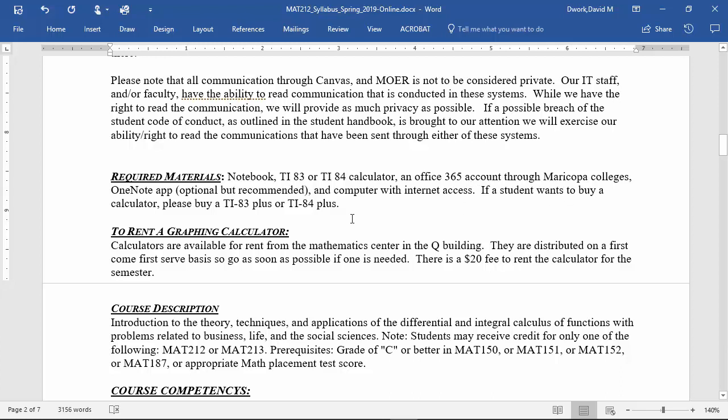If you want to buy a calculator, buy a TI-83/84. If you want to rent a calculator, we do rent them on our campus. There's a $25 fee, and you would do that here in the Q building at the testing center.